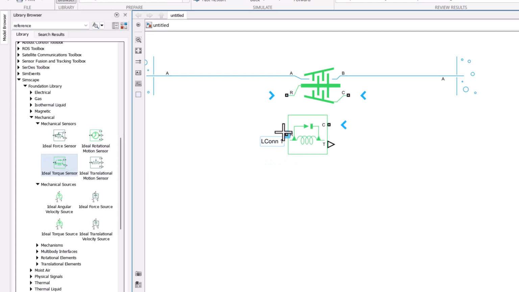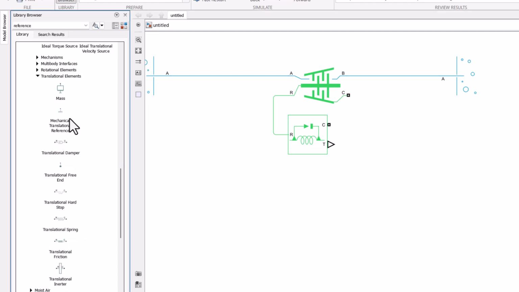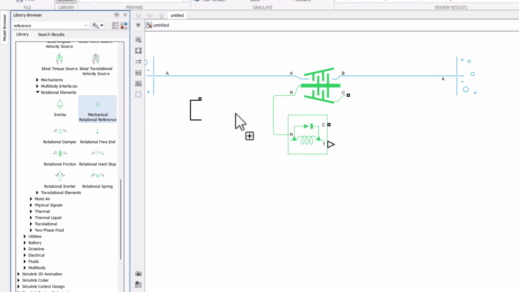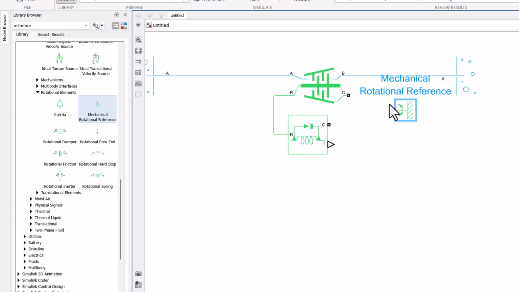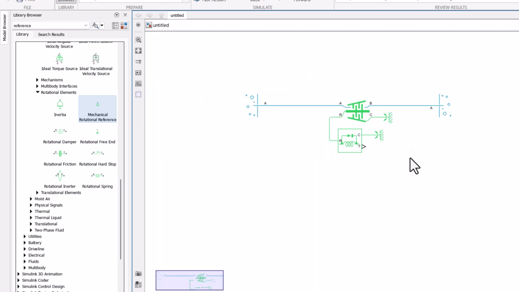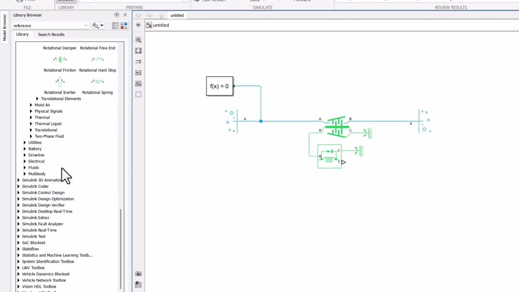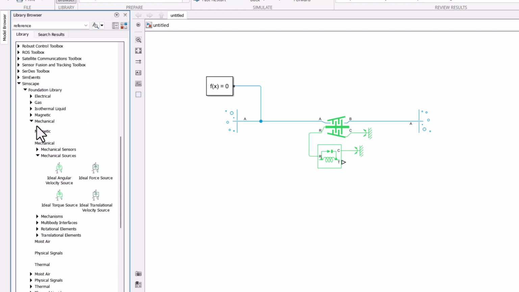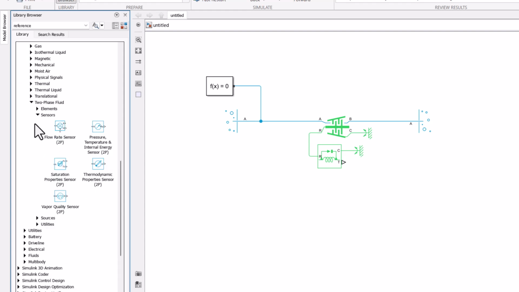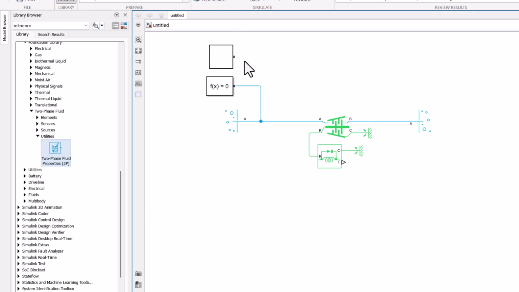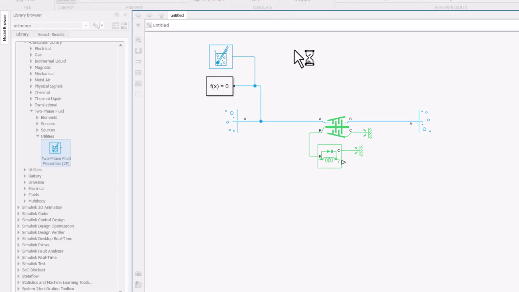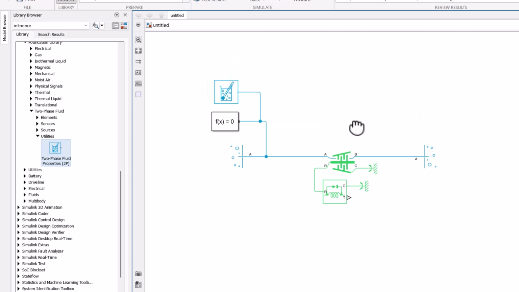So here's an ideal torque sensor, and the mechanical rotational reference. I connect the casing and the sensor to these blocks. Then I need the solver configuration block, and I have to look for the utilities. Here it is, the two-phase fluid properties. Now I run the model and I see that it runs perfectly.